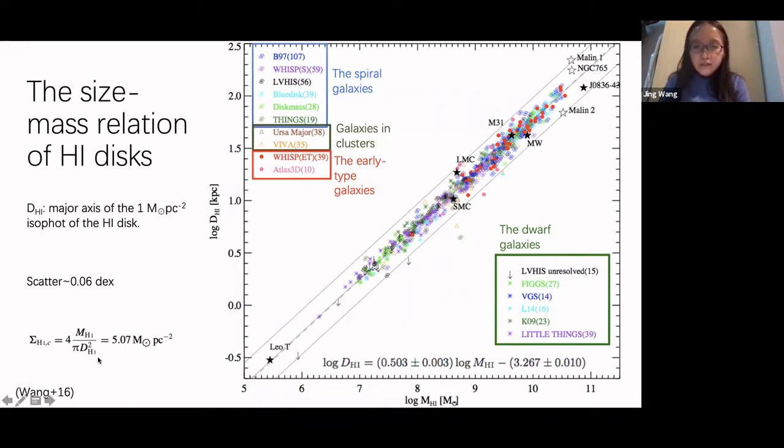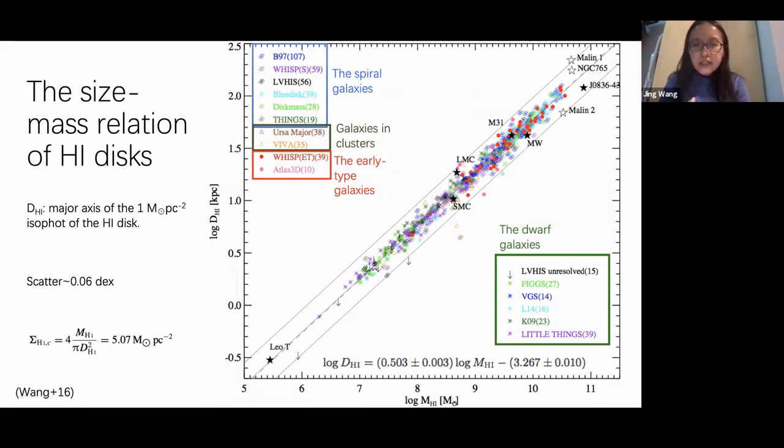It was not found for the first time in my work. It was found earlier, but in this work, we compiled a much larger sample than before, and we really extended the parameter space of the sample, both in optical luminosities and in H1 mass. And we confirmed that with so many galaxies, there is a remarkably tight relation between the H1 mass and the H1 disk diameter. The H1 disk diameter is defined as the major axis of the 1 solar mass per parsec squared isophote of the H1 disk.